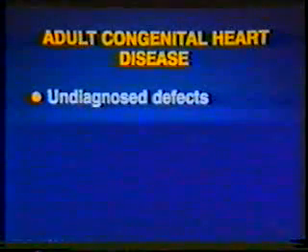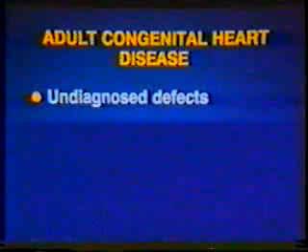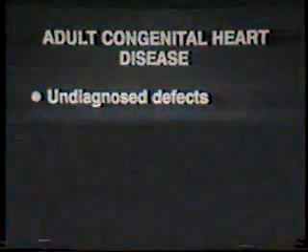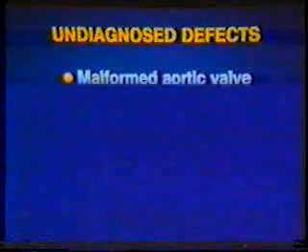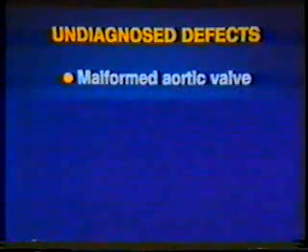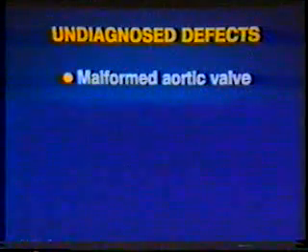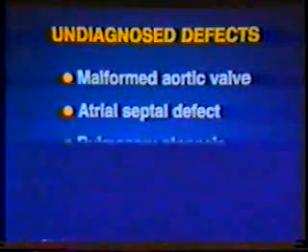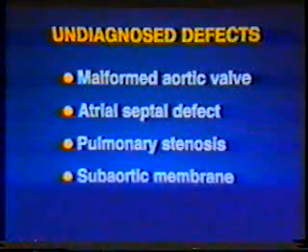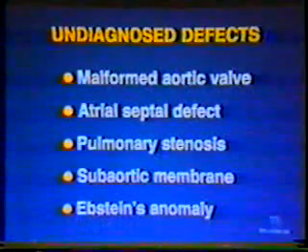The types of lesions seen by the adult cardiologist usually represent one of 3 categories. Firstly, patients who have undiagnosed defects. We still see a relatively large number of adult patients with undiagnosed acyanotic lesions. The most frequent lesions include various malformations of the aortic valve, such as bicuspid, unicuspid, and quadricuspid valves, atrial septal defect, pulmonary stenosis, subaortic membrane, and rarely Ebstein's anomaly.